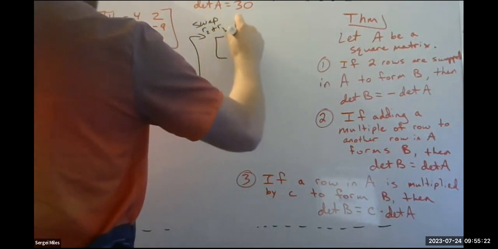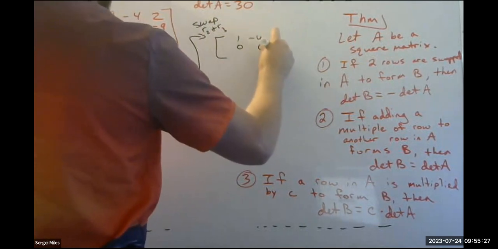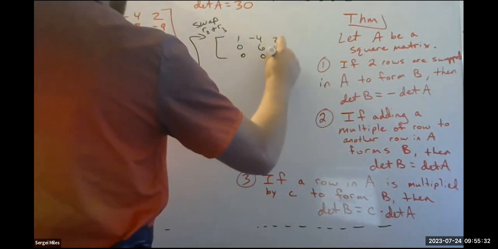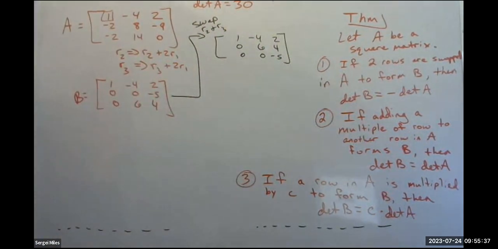And we get this new matrix: 1, -4, 2, 0, 6, 4, 0, 0, -5. Now, there is a pattern here I want to highlight, and we're going to talk about this more. In fact, it's going to give us a new theorem in this section. But first of all, what's special about the matrix we've created? It's in echelon form. We're going to talk about this in just a moment.